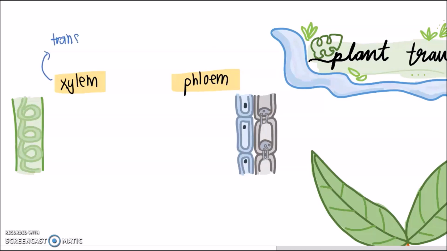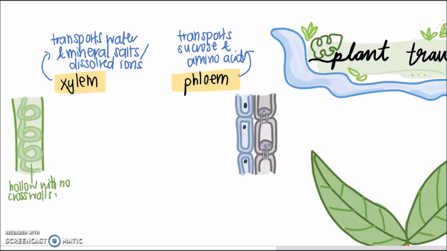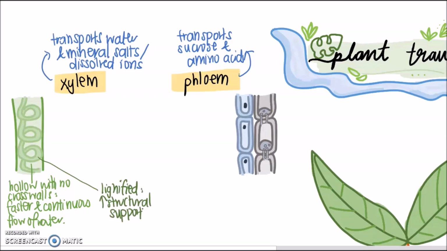Okay, so we know that the xylem transports water and mineral salts or dissolved ions, while the phloem transports sucrose and amino acids. Now, the structure of the xylem: it is hollow with no cross walls, meaning there are no cell walls between each cell. It is just a hollow tube, and this allows for faster and continuous flow of water through the xylem. You also see that it is lignified, and this increases structural support.